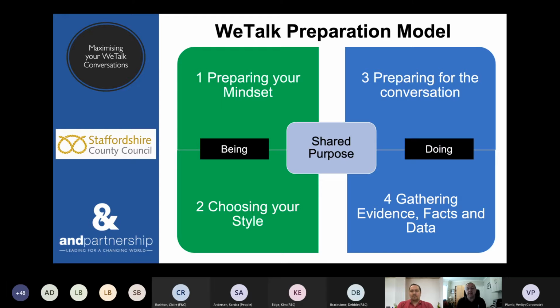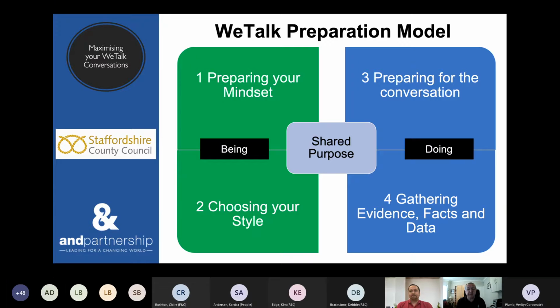And that might be generated by you as the leader, it might be generated by your team member, or it might be agreed by both of you, which hopefully will happen anyway. But one or both of you might actually prompt the meeting. So agreeing the shared purpose is really key.